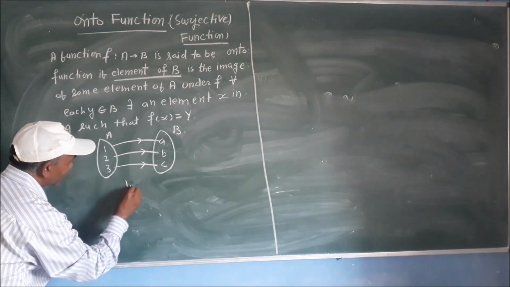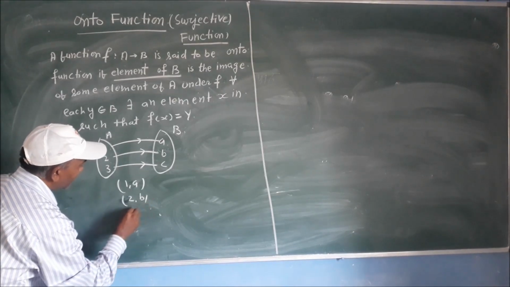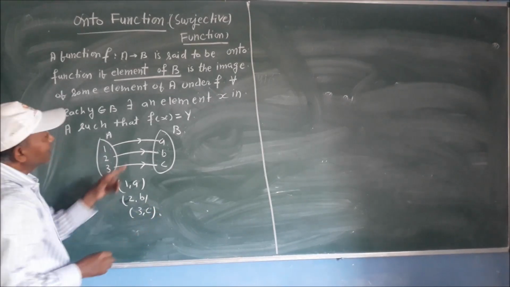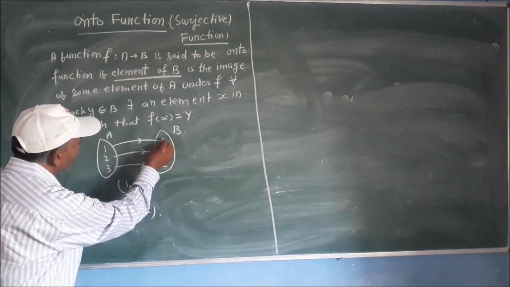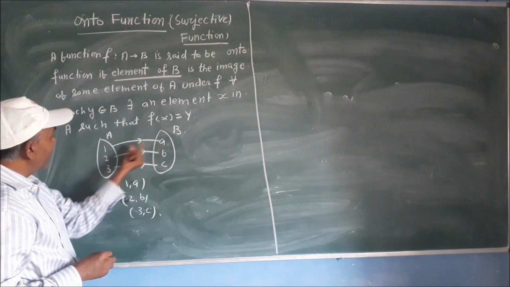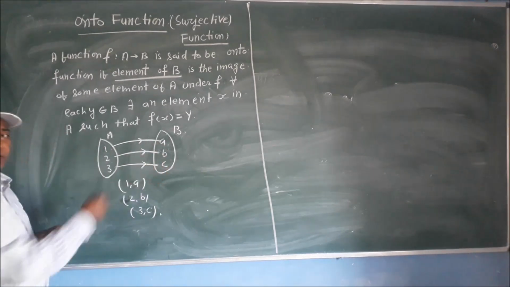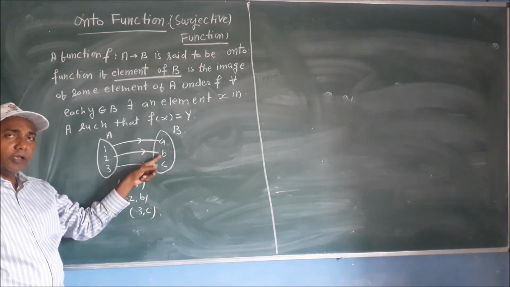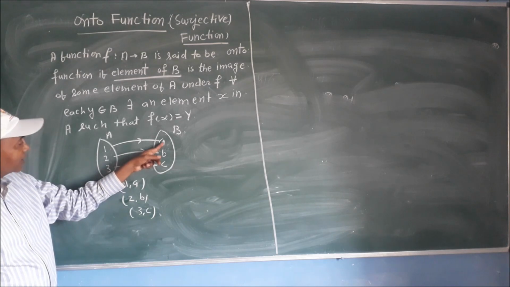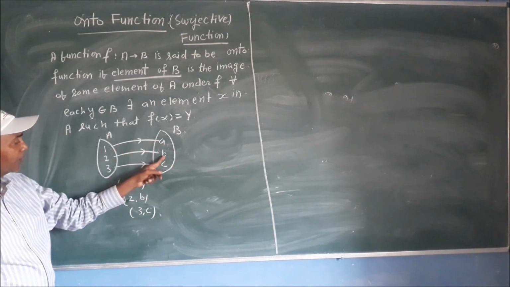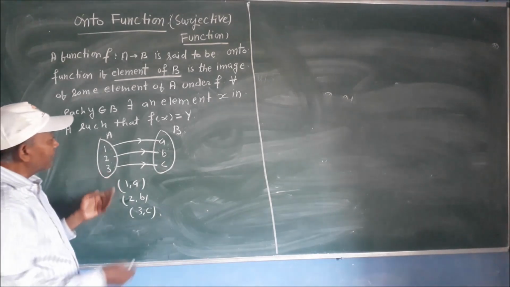So we can say that 1 has image A, 2 has image B, and 3 has image C. But here it is saying that for every element of B, there should be an image in A. What are the elements of B? A, B, C. The pre-image of A is 1, the pre-image of B is 2, and the pre-image of C is 3.